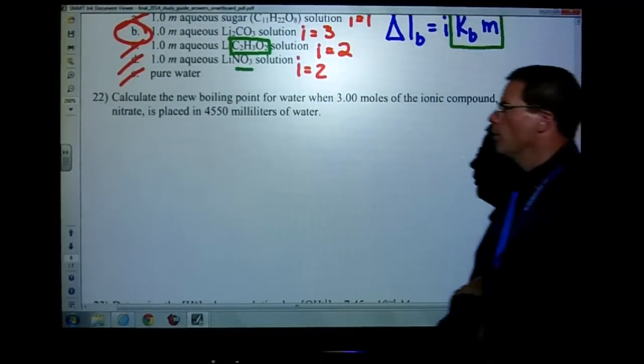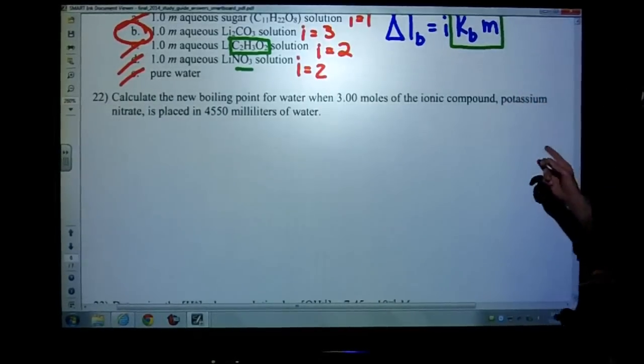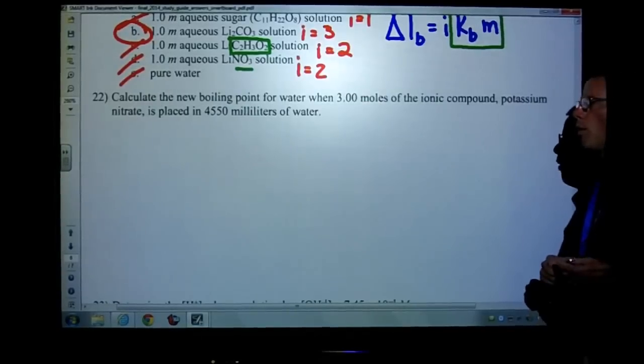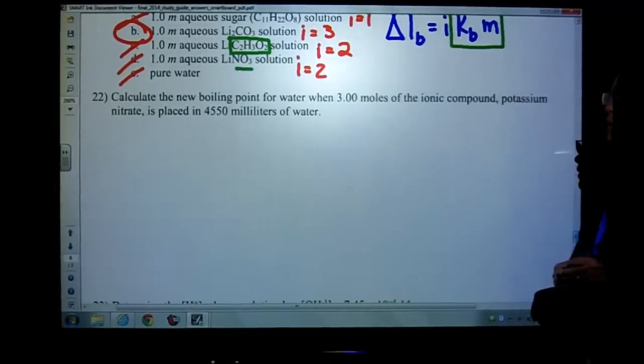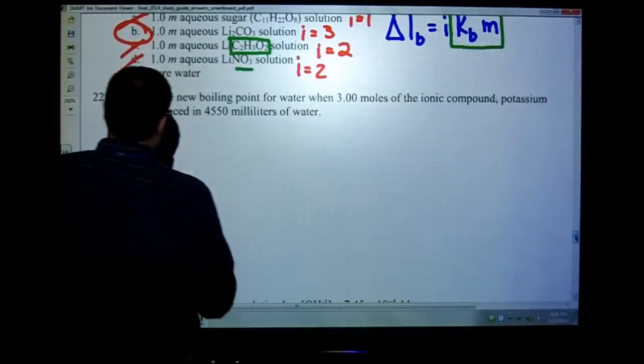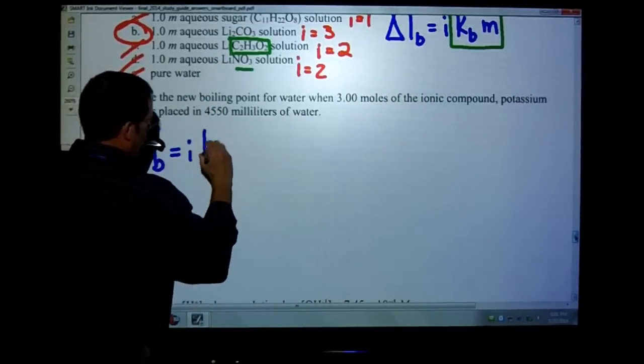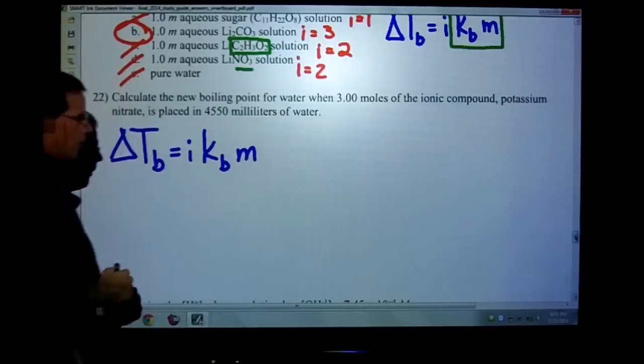Number 22. Calculate the new boiling point for water when 3 moles of the ionic compound potassium nitrate is placed in 4,550 milliliters of water. So here we go. Same equation. So delta T sub B is equal to i K_b molality.